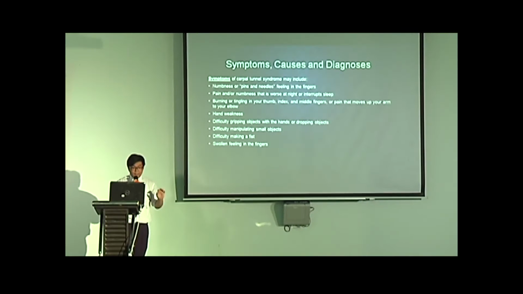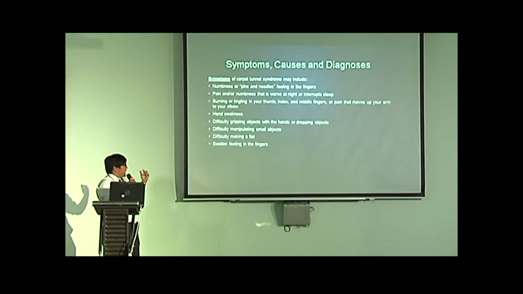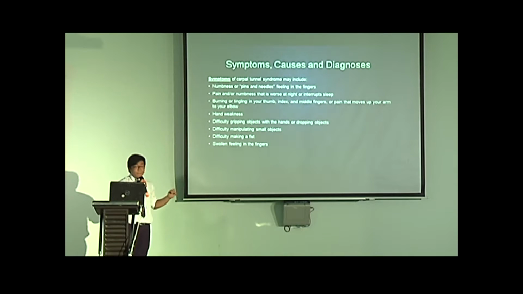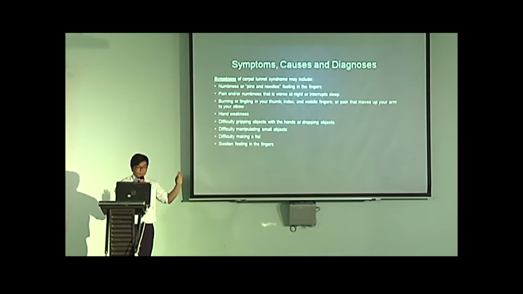The symptoms of this syndrome are numbness or pins and needles in your fingers right here. Pain or numbness that is worse at night so that you can't sleep. Burning or tingling in your thumb, index, and middle fingers, and pain that moves up your arm from your elbow. You have hand weakness, which means difficulty gripping and handling small objects. You even have difficulty making a fist like this, and you feel swelling in your fingers.